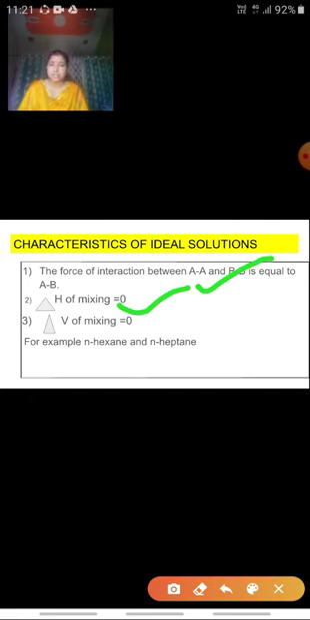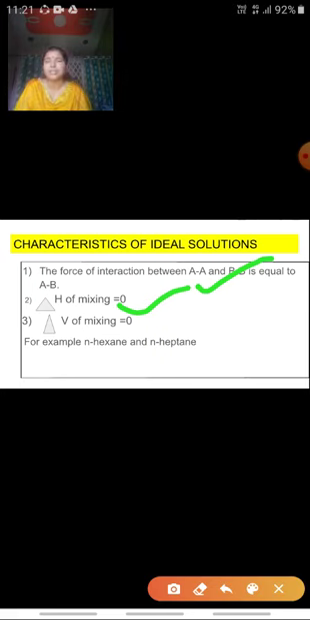Now, for such a solution, when we mix the solute and the solvent together, neither volume will increase nor decrease. For example, if we have 20 ml of solvent and 10 ml of solute, then when the two are mixed together, the total volume of the solution will remain 30. But in the other case, if it is not an ideal solution, it will not be 30. It will either be less than that or more than that.